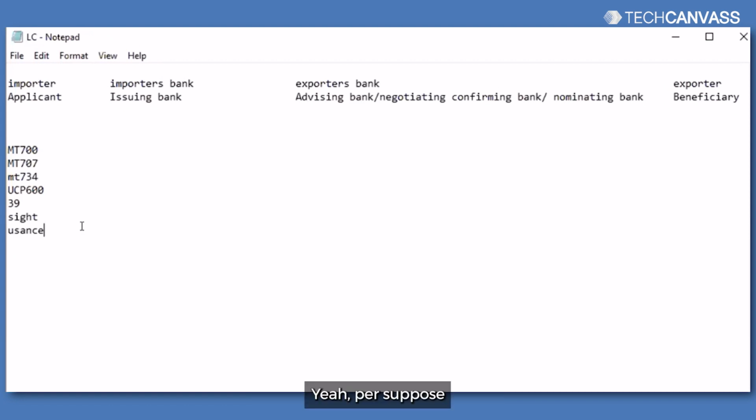For suppose, the letter of credit has a payment term of 60 days or 120 days after shipment date. Like this, there will be the shipment date or LC expiry date.